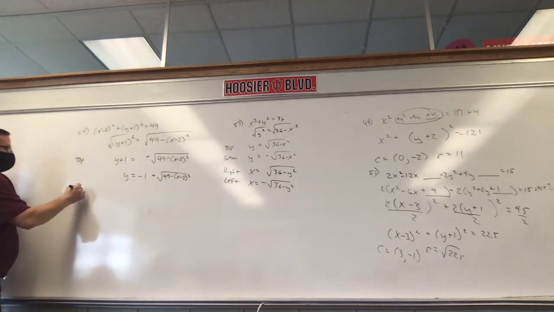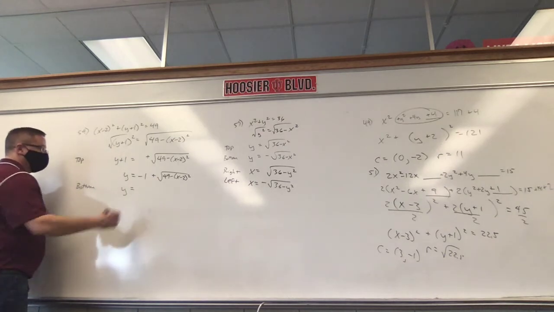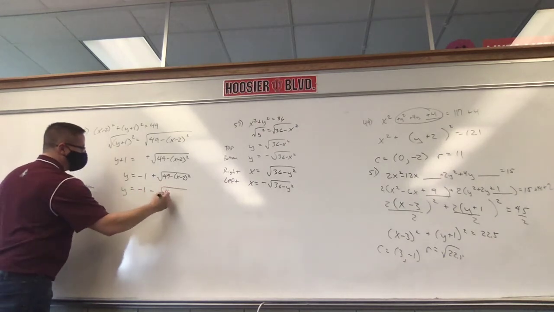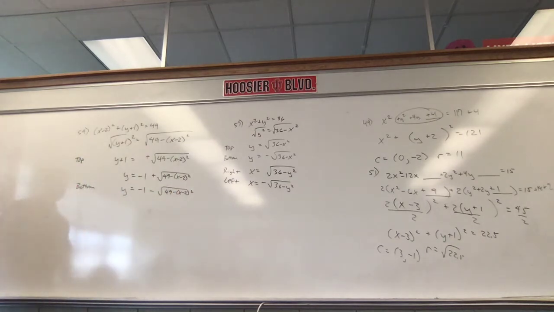What's the bottom going to be? I'm not going to show my work on the bottom. It's going to be the same thing, but it's going to be y equals negative 1 minus radical 49 minus x minus 2 squared. Because it was plus or minus. Top is plus, bottom is minus.